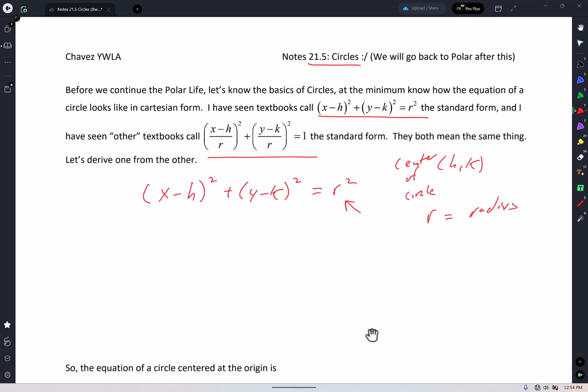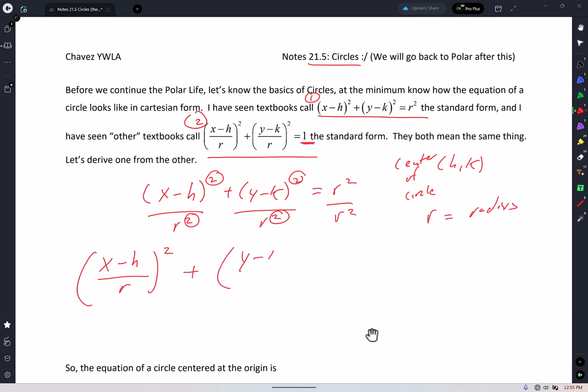So you also have this one down here. We can call that equation 2 if you want. You can get equation 2 from equation 1. Notice that equation 2 has a 1 on the right-hand side. How would I get a 1 on the right-hand side? Well, divide everything by r squared. Look, that's a square there, there's a square here. Using law of exponents, I can just do one giant parenthesis: ((x - h)/r)^2 + ((y - k)/r)^2 = 1.